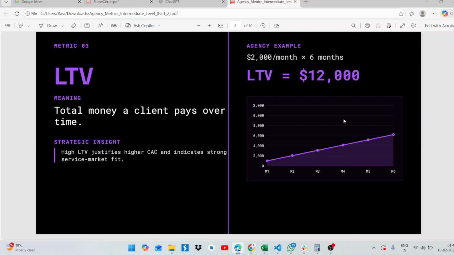It gives an approximation, because if LTV is, let's say, 10,000 US dollars, but you're not getting that, then something must be going wrong. Either the client is backing out, or denying to pay, or paying less. But if the LTV you calculated is what you actually get, that means you're doing a really good job.